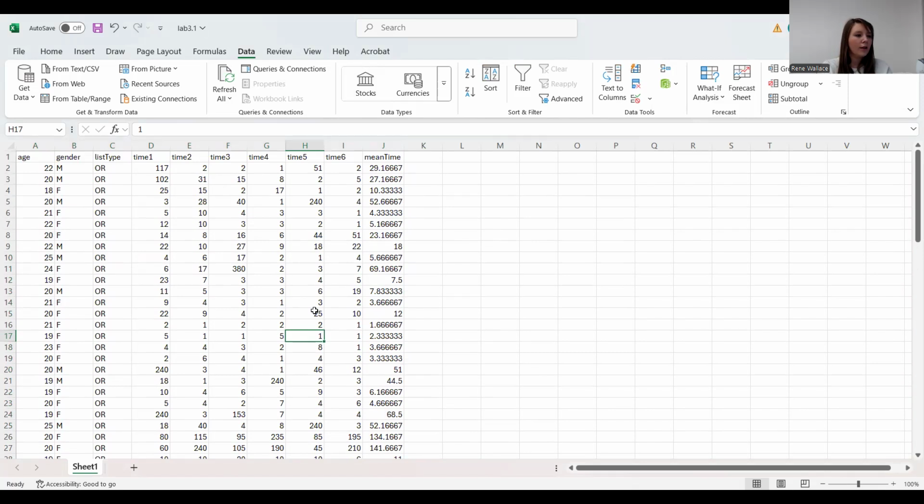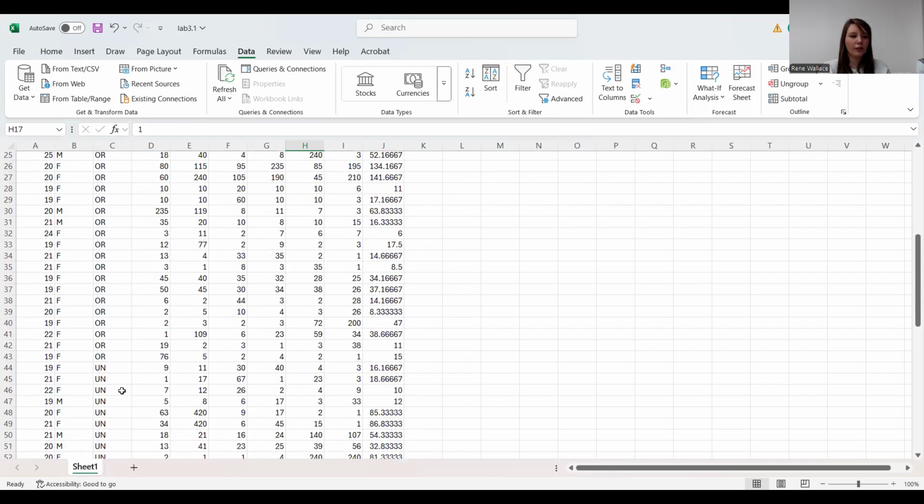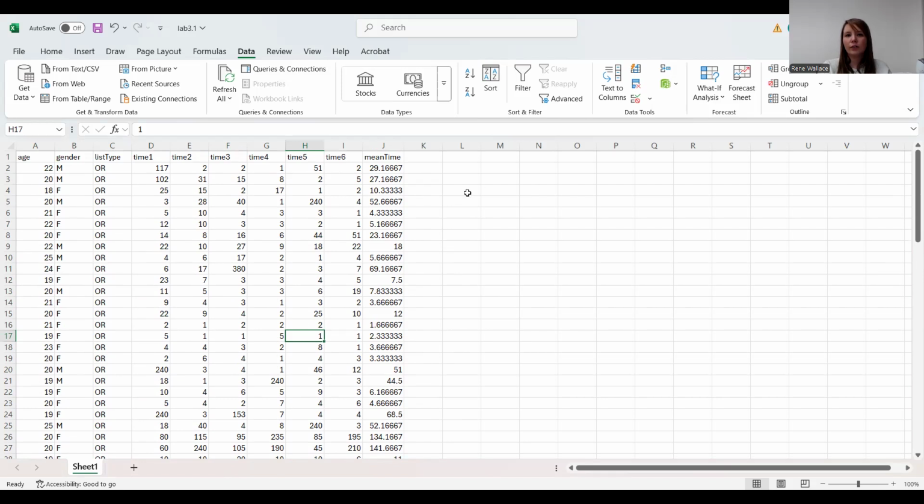Now we want to collapse all of the organized rows into their averages. So for time 1, what's the average? For time 2, what's the average? For time 3, what's the average? 4, 5, and 6 for all of the organized. And then the same for all of the unrelated. So what we're going to do for that is create a separate little table over here. So I'm going to write organized and unrelated. And then I'm going to have trials 1, 2, 3, 4, 5, and 6.